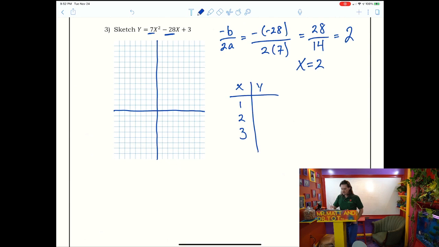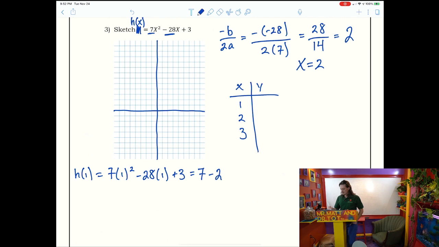I'm going to call this h of x. So h of 1 would be equal to 7 times 1 squared minus 28 times 1 plus 3. 1 squared is 1. 1 times 7 is 7. Negative 28 times 1 is negative 28. And then we have plus 3, so that's going to be 10 minus 28. That's negative 18.